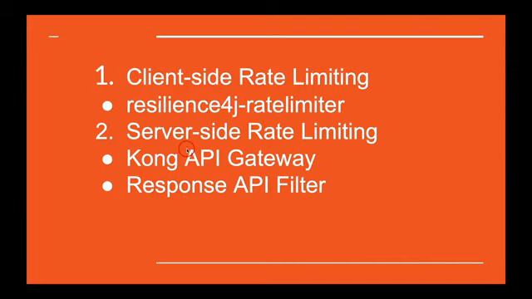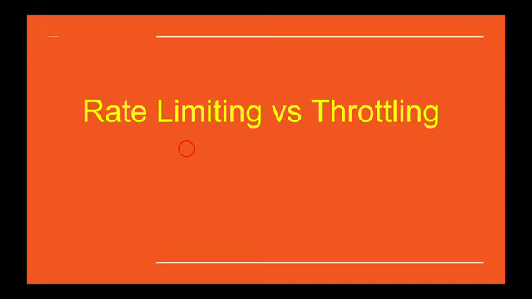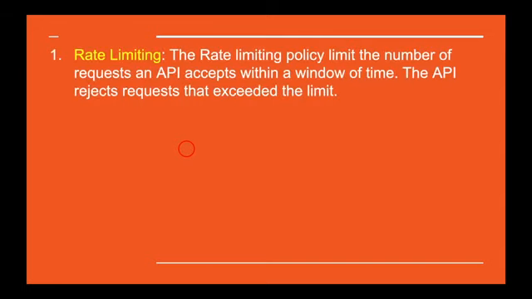Okay, the next one is rate limiting versus throttling. The difference between rate limiting and throttling is this: a rate limiting policy limits the number of requests an API accepts within a window of time. After that, the API will reject the requests that exceed that limit.